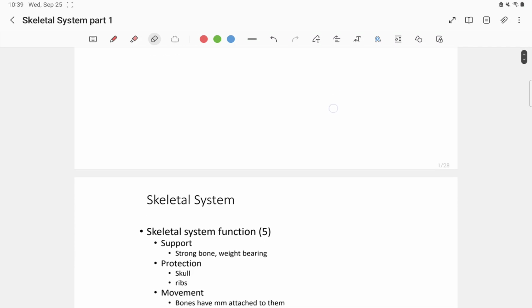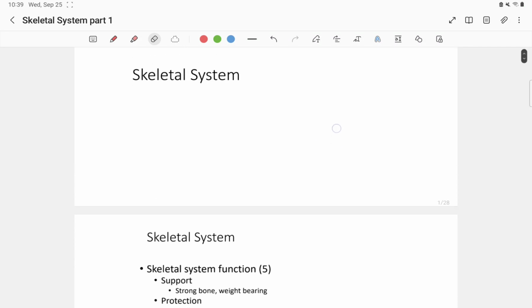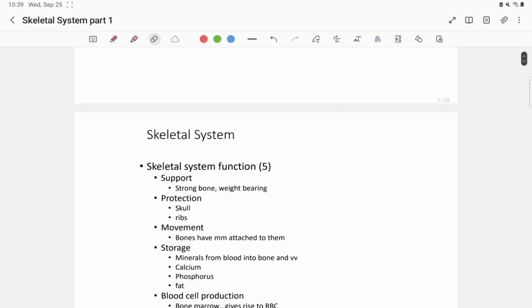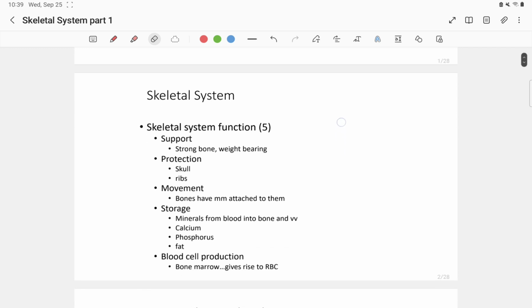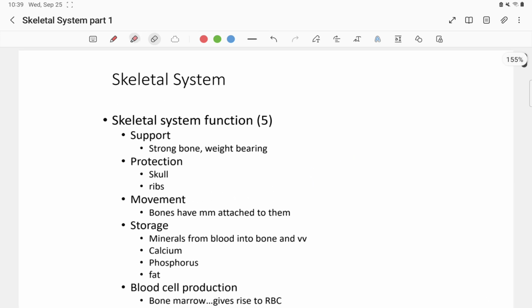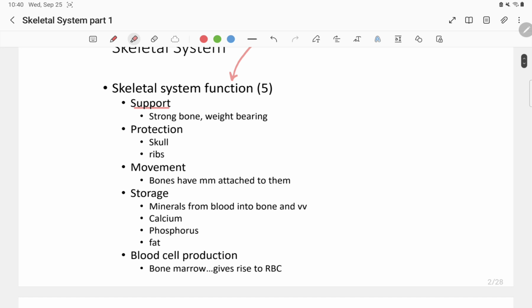Okay, in this section, we're going to start looking at the skeletal system. And here is the function of the skeletal system. Now, keep in mind, whenever you see the word or statement function, those are test questions, okay? Because this is a structure and function, or anatomy and physiology class. So the function of the skeletal system is support. It gives us our framework. It allows for weight bearing.